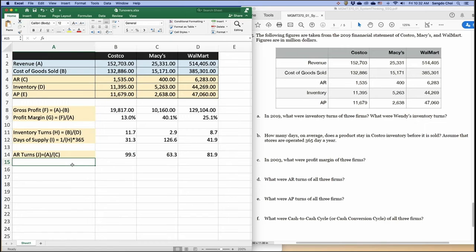Now we can compute the reciprocal value, the collection period. The collection period is equal to 1 over J times 365 days. It takes only 4 or 5 days to collect their cash after their sales. After their sales, they have to collect money, right? And AP turns. AP turns is all about payment.